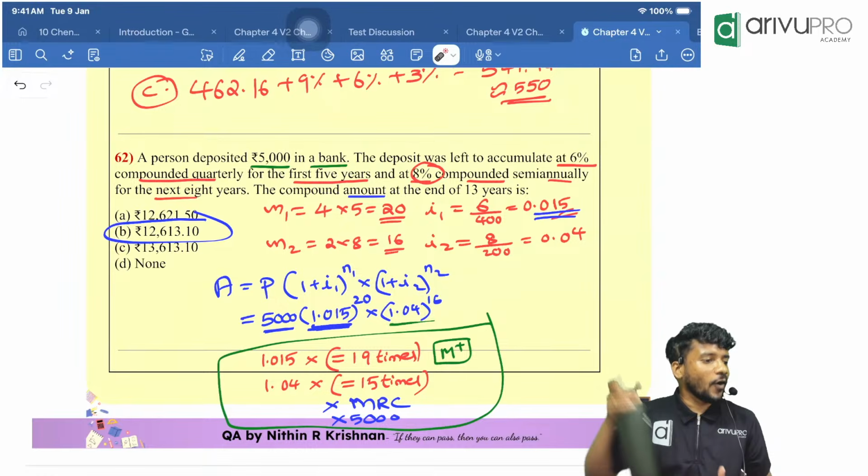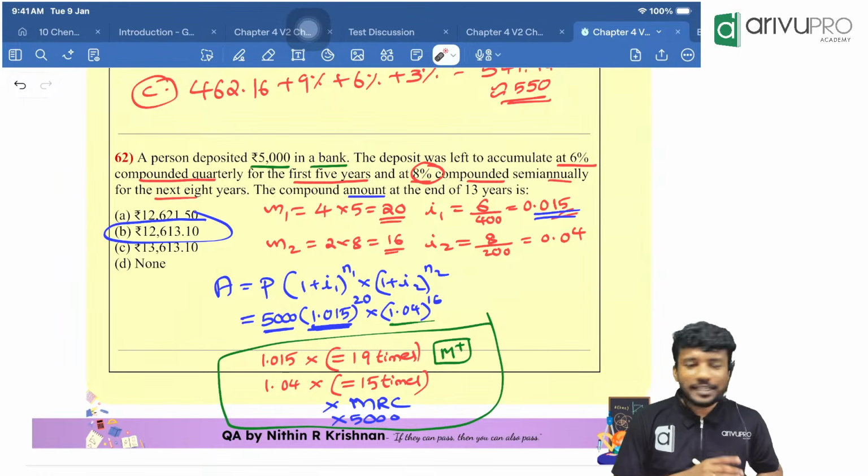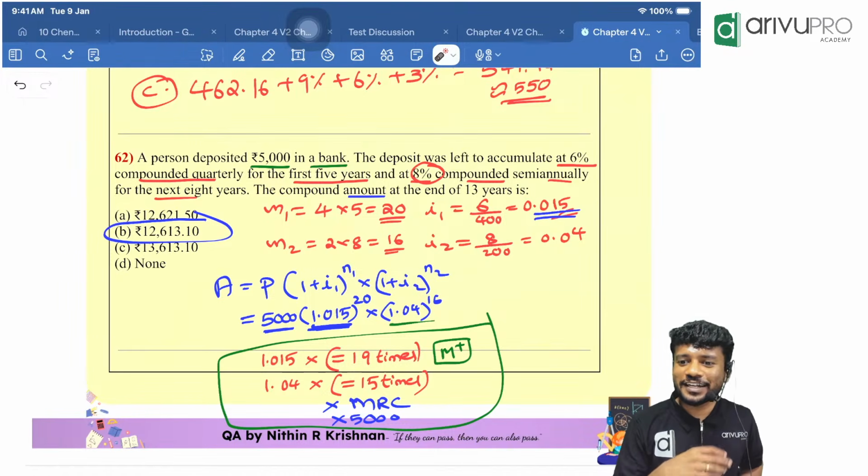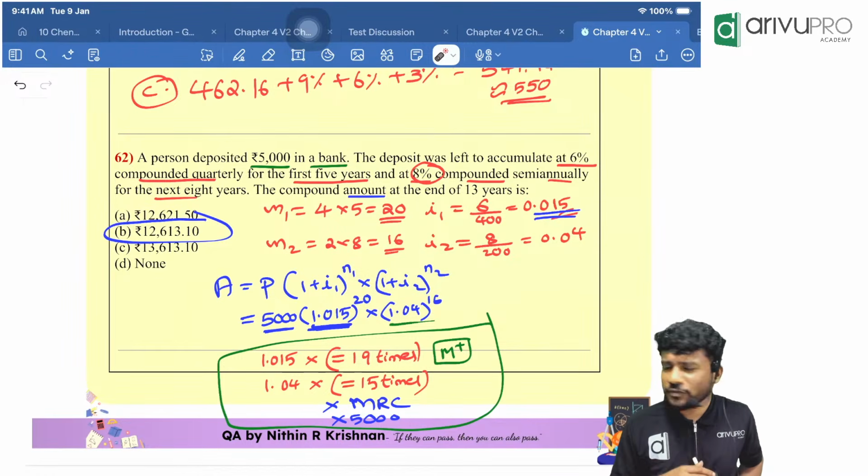And always remember, CI is much easier compared to SI. The types of questions are fewer. Always, if you have a calculator itself, you can solve the maximum number of questions. We will see different types of questions.